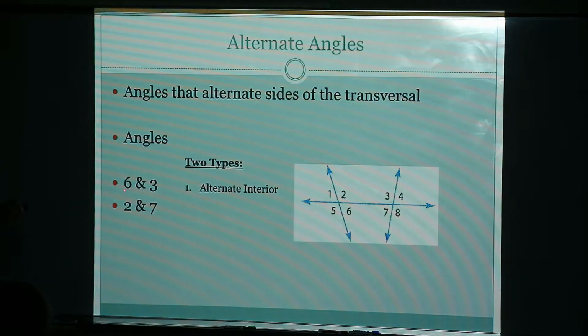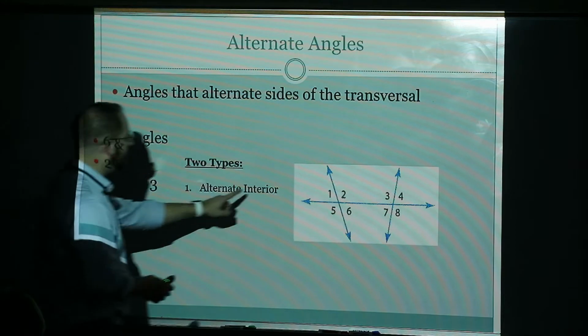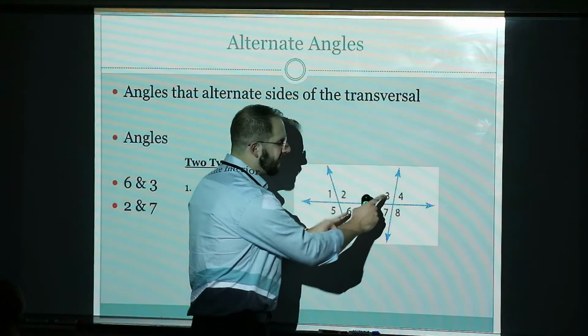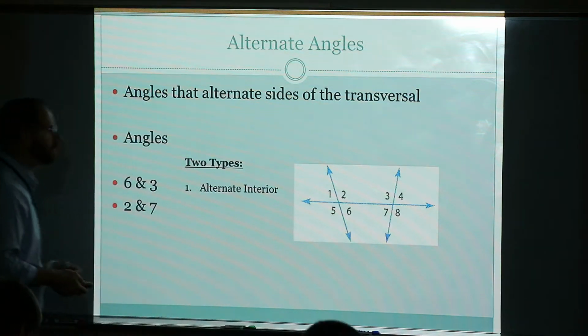What we're going to talk about in this chapter 3 is that there's a weird relationship between these. If you have one, you can claim the others, especially if the lines are parallel. Okay? All right, we're good about the alternate interior. That was the one we did yesterday. They're not next to each other. So even though we're picking interior, you can't pick 2 and 6. They have to be across from each other, diagonal. That's how I think of the alternates.